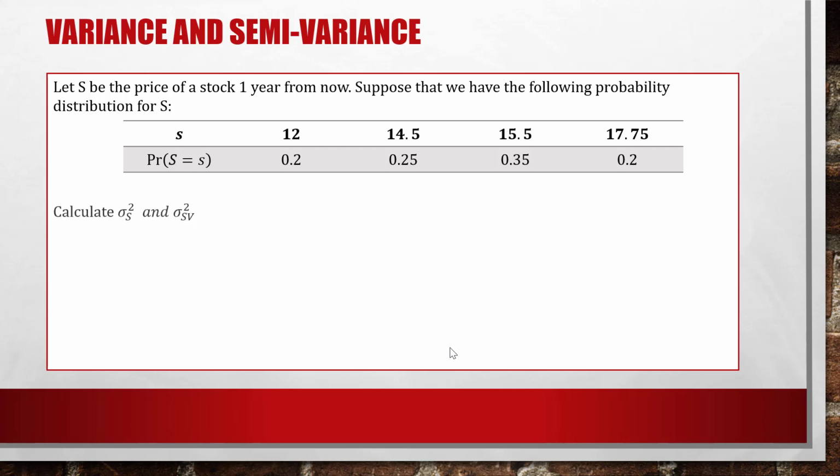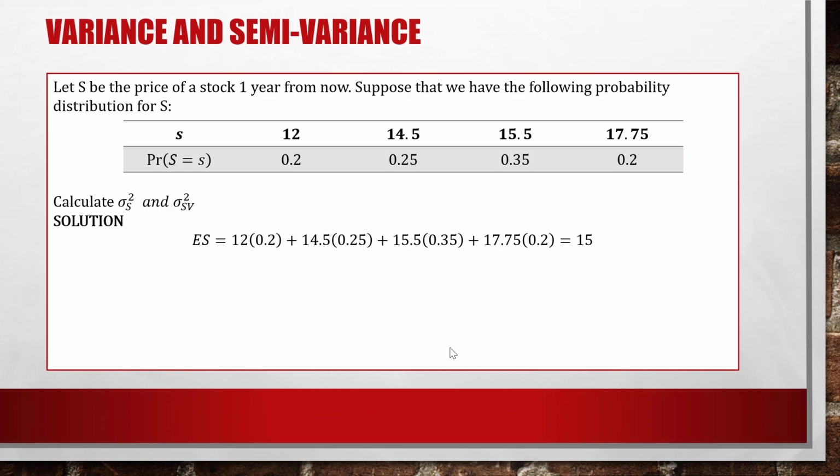And we want to find the variance and the semi-variance. Here I use sigma square of S or sigma square of V, whichever, as the variance. And sigma square of SV is the semi-variance. So remember, in order to compute variance, we need to compute ES and ES squared. So let's compute the mean first.